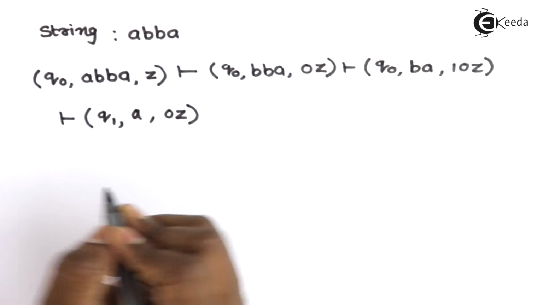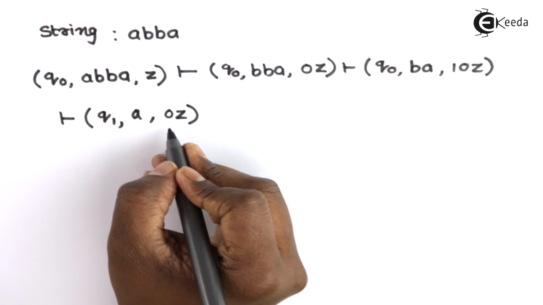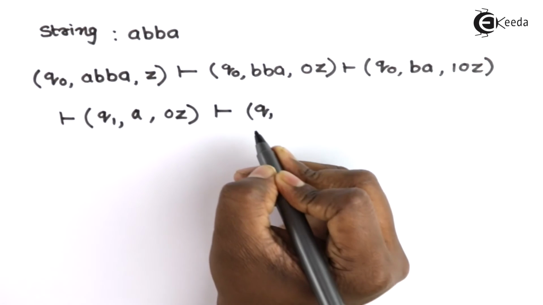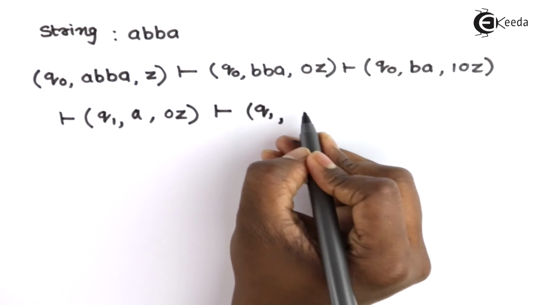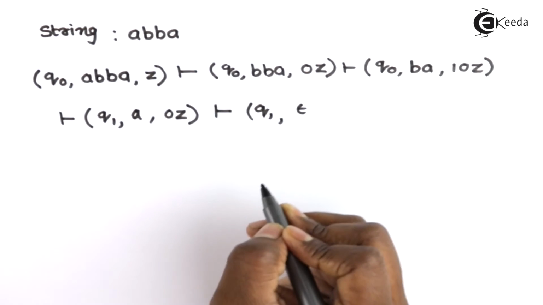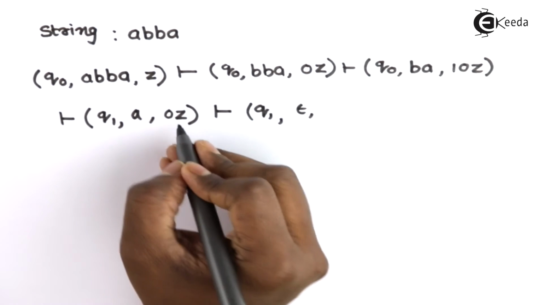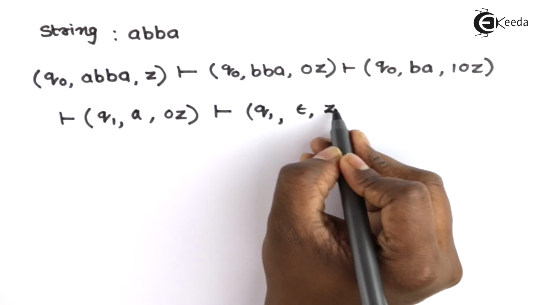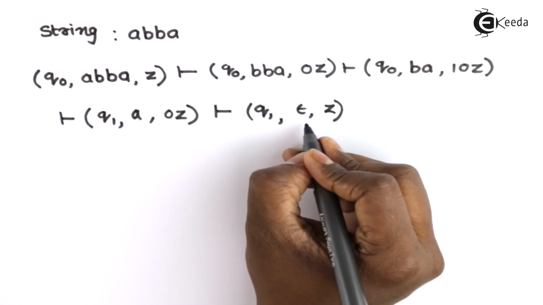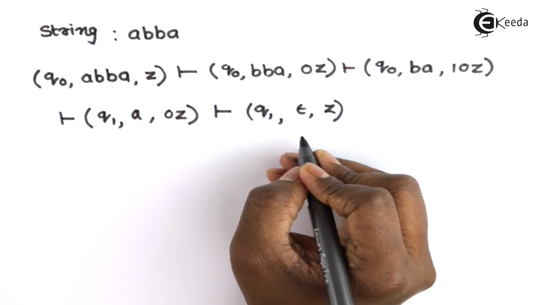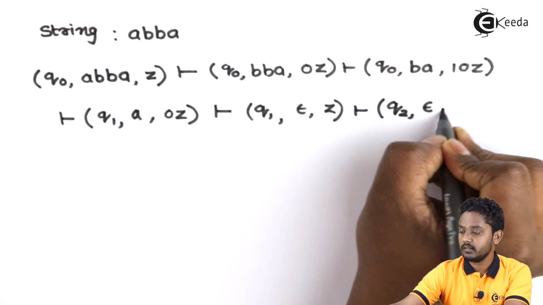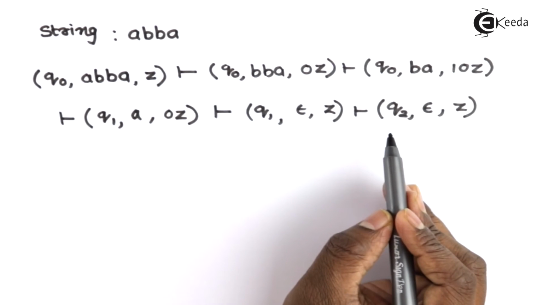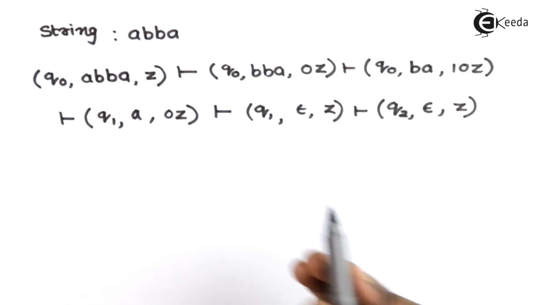In this configuration, from Q1, again the 0 will be popped off. New configuration would be Q1 followed by epsilon, because the string left is epsilon now. Popping off the 0, we will have Z as the top of the stack. On this configuration, we have only one transition, that is to final state Q2, taking up epsilon, keeping Z as it is. Finally, you can see that we have reached the final state Q2 on the string ABBA.